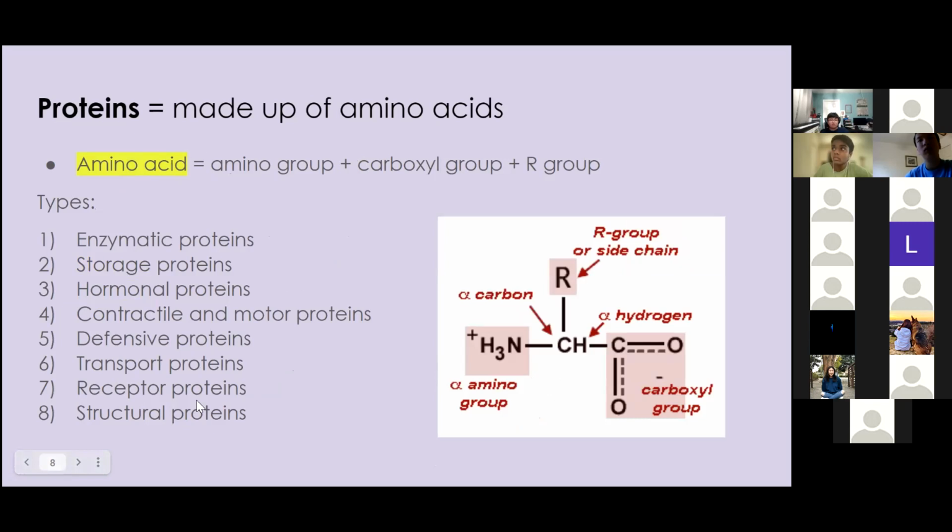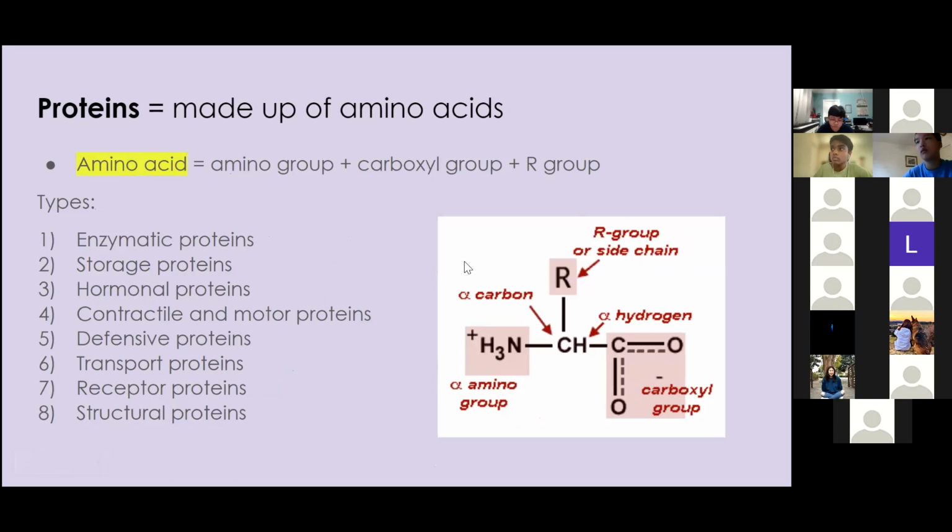Okay, the third type of macromolecule is proteins, and the monomers of proteins are called amino acids, which I assume that you guys are all familiar with. Amino acids basically have an amino group, a carboxyl group, and an R group, which is the side chain, and this is the part that characterizes the amino acid.